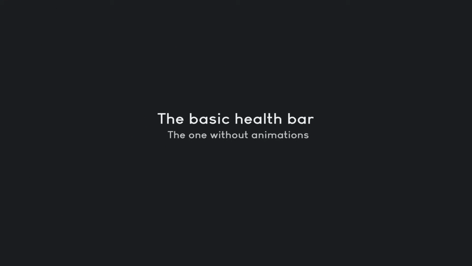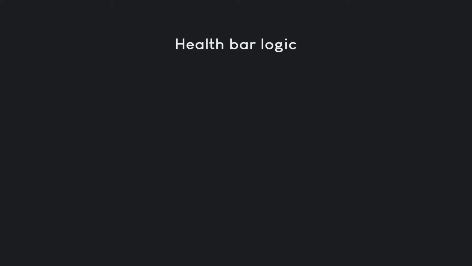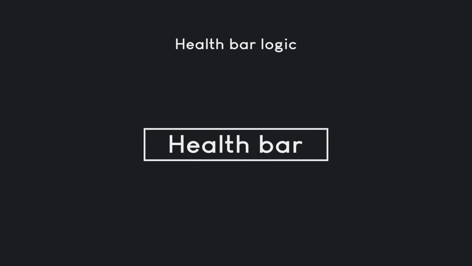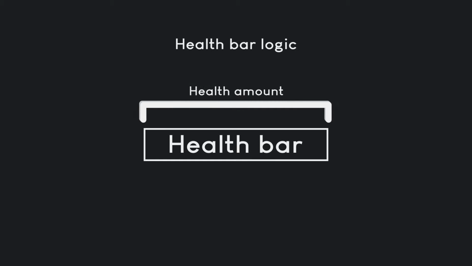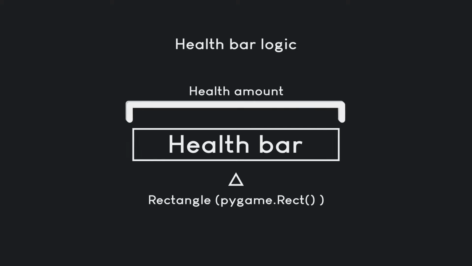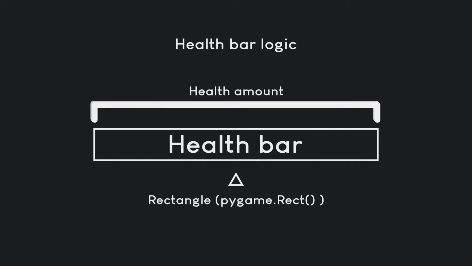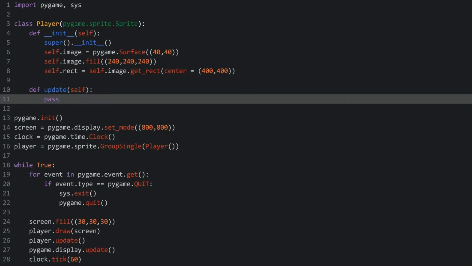So let's create a basic health bar, the one without animations. And the logic for that one is actually remarkably simple. Effectively, the health bar only has to be as large as our health is, because that's what it indicates. And the health bar also is just a plain rectangle, so we can use pygame's rect class for it. So really all we have to create is a rectangle with the width of our health. And then depending on how much health we have, this bar becomes longer or shorter because its width is defined by our player health. And that's really all we need. So let's implement all of this.